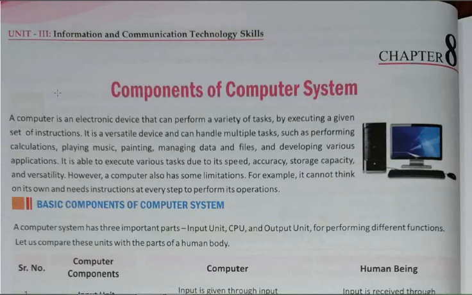Basically, a computer is an electronic device that can perform a variety of tasks. We already know that. At one time, you can work with multiple tasks like playing music, painting, and managing your files and data at the same time. So that computer has some basic components. Now here we will understand the components of our computer system.